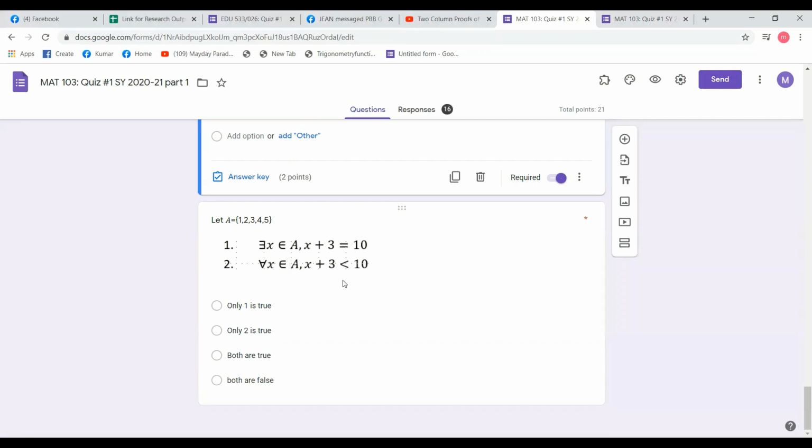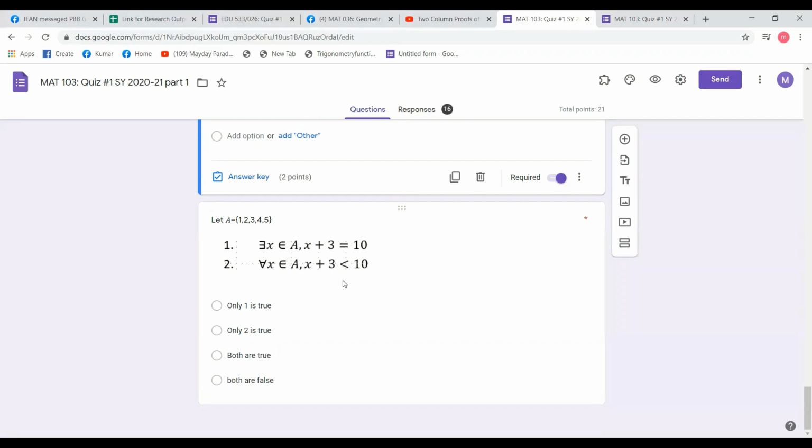Okay, so let us say number 2. For all x in A, such that x plus 3 is less than 10. So for all, when we are going to test for all the values of x, it should be less than 10. So 1 plus 3 equals 4, which is less than 10. That's correct. 2 plus 3, which is equal to 5, less than 10. So correct again.